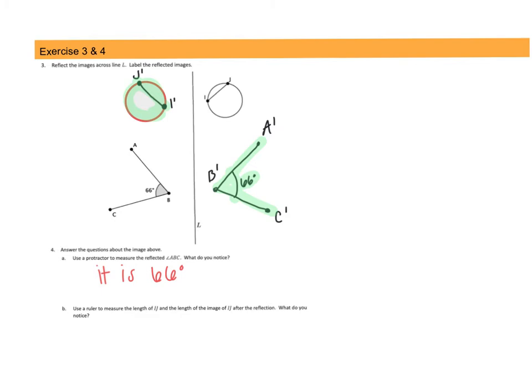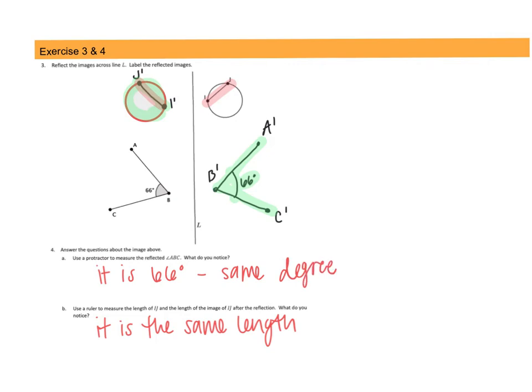We're not going to need one. But you should know that if we did, and if this was done perfectly, J prime I prime is going to be the same length as JI. Okay? So again, our degrees are preserved and our lengths are preserved when we do reflections. Okay? Let's move on.